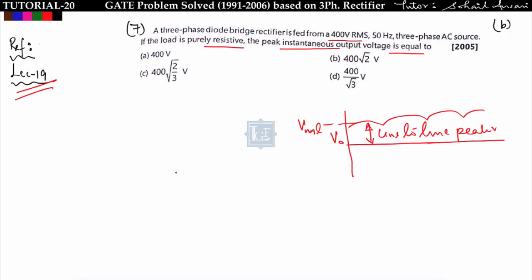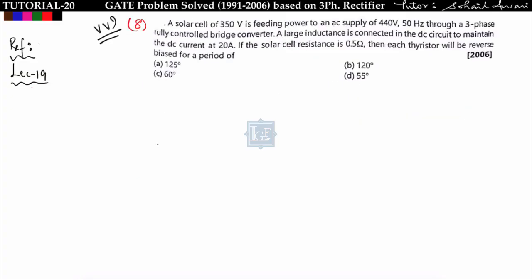So what do we have to find? We have to find the peak instantaneous output voltage, which means we have to find VML. So VML is equal to what? Root 2 times the line voltage, and the line voltage is given as 400, so it will be 400 root 2. So the peak voltage at the output side will be 400 root 2. So option B is correct. Now see the next problem.